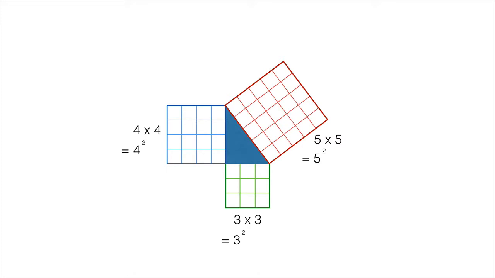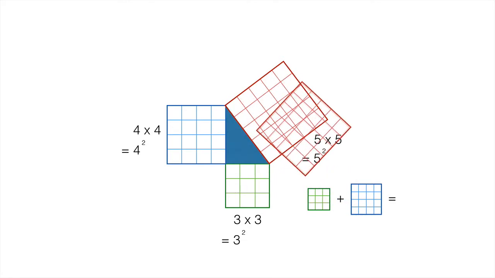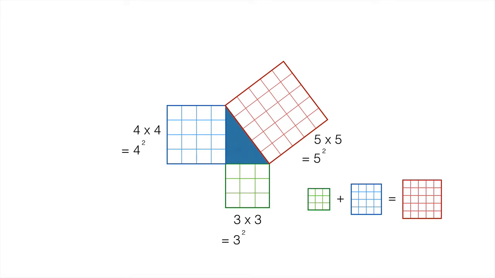Now thinking about the theorem itself, it says that if we take the two smaller squares and we add them together, we should get the same area as the larger square. Now the smaller square, well that's 3 squared, the blue square, that's 4 squared, and the large red square, that was 5 squared. 3 squared, well that's 9, 4 squared is 16, and if we add 9 and 16 together, we do indeed get 25.